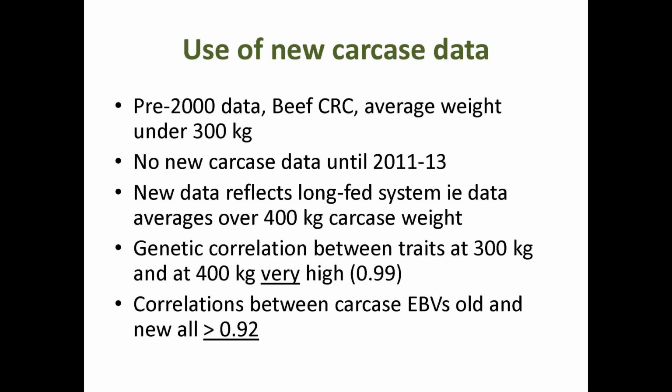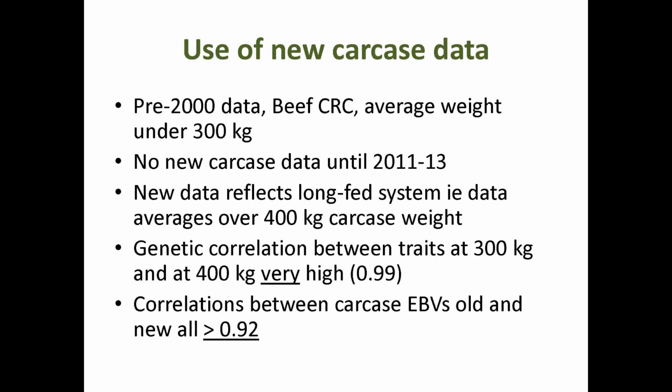It's basically 1. The genetic control of marbling in a 300 kilo carcass and in a 400 kilo carcass animal is the same. It's the same genes, they're doing the same job, the spread is just a little bit bigger. So marbling at 300 kilos and marbling at 400 is essentially the same trait. It's really important to realise that.